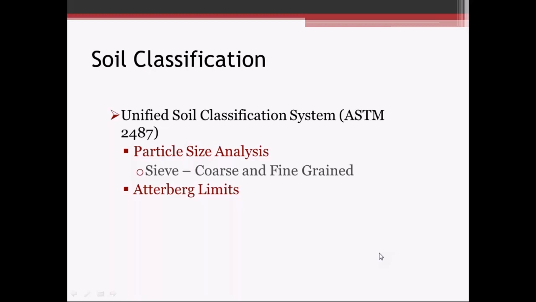Once we have the index tests completed, the first step in evaluating soil parameters is to determine the soil type that we're dealing with. The most common classification system for use in engineering applications is the Unified Soil Classification System, which consists of two components. There's a particle size analysis to determine the coarse and fine-grained portions of the sample, as well as the Atterberg Limits to determine the plasticity of the fine-grained material.